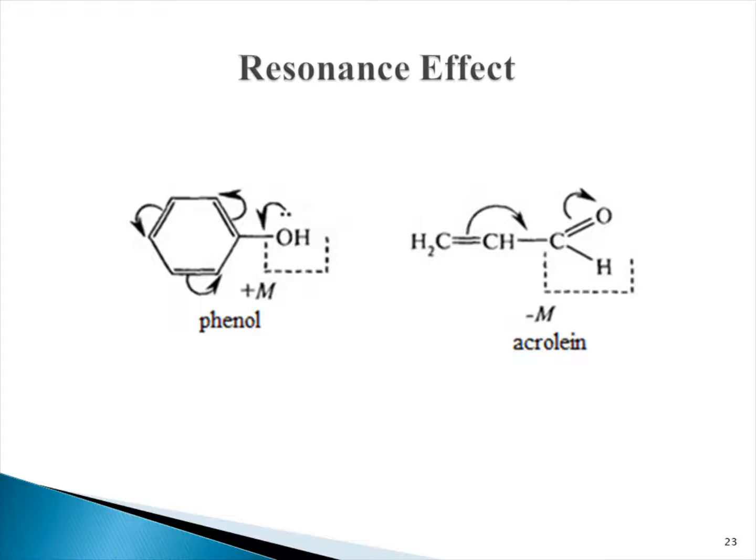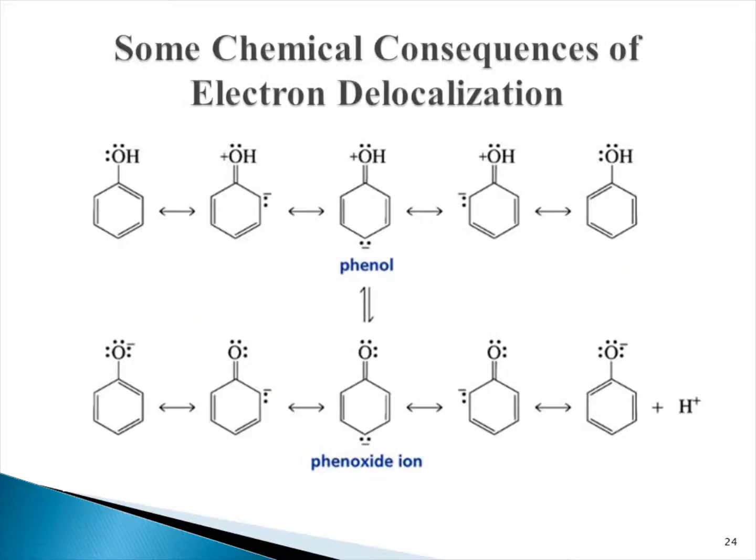In most cases, the resonance effect is stronger and outweighs the inductive effect. And finally, some chemical consequences of electron delocalization. The acidity of phenols is due to their ability to lose a hydrogen ion to form phenoxide ions. The phenoxide ion has greater stability than phenol, as in the case of phenol charge separation takes place during resonance. The resonance structures of phenoxide ions explain the delocalization of negative charge.